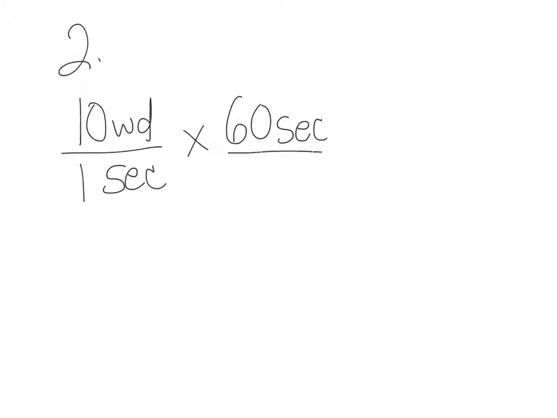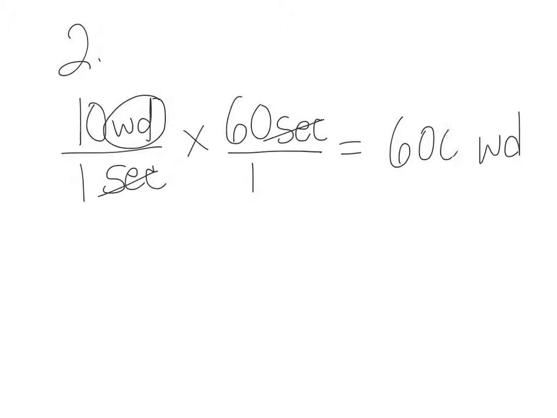We want to multiply 2 fractions together. We're going to make 60 seconds a fraction by putting it over 1. We have seconds in the numerator, seconds in the denominator. They are going to cancel each other out. We're left with the unit words, so that's going to follow us into our answer. And 10 times 60 is 600. So she can read 600 words in 60 seconds.